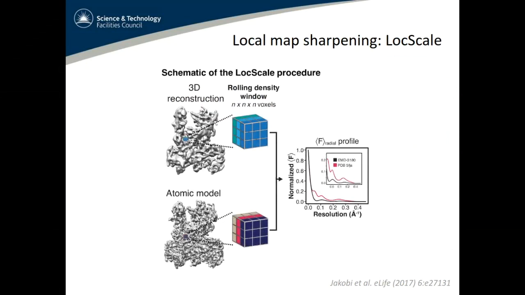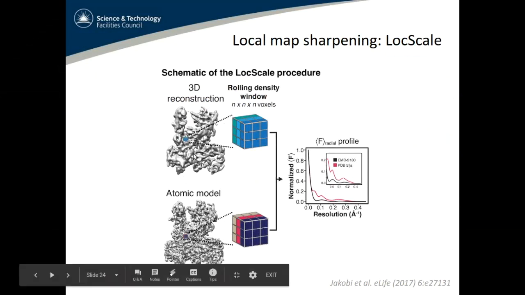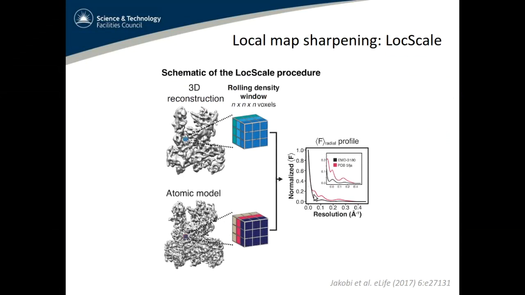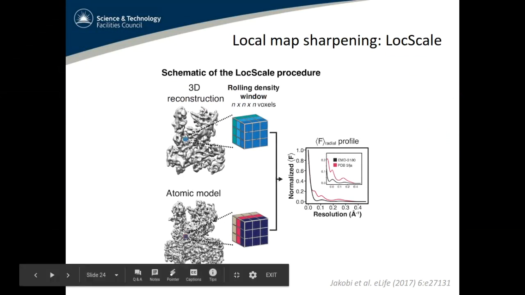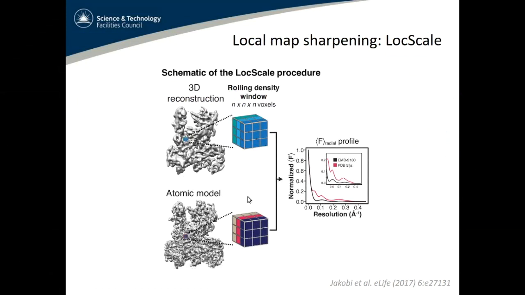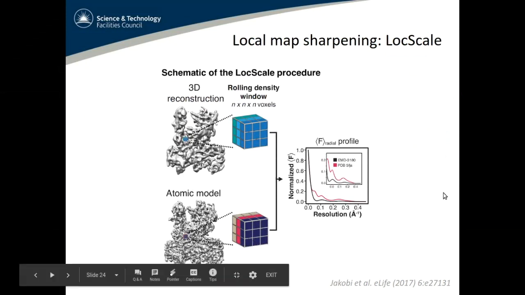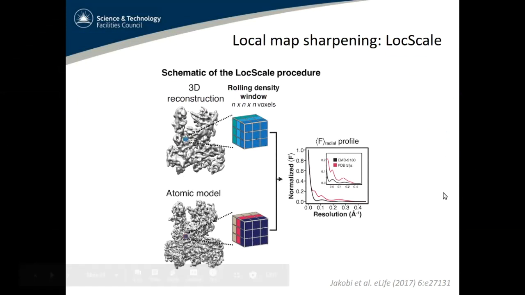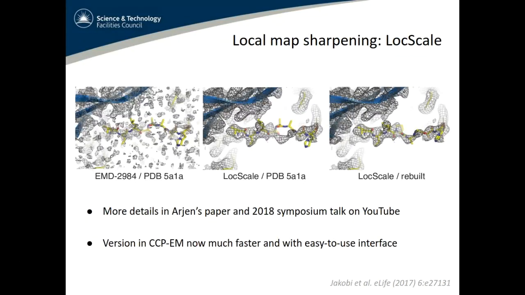Let me show you briefly how this works. You get a 3D reconstruction here, so that's your EM data, and you generate a density map from your atomic model. You compare the two in a rolling window, and the program looks at the fall off of the structure factors in reciprocal space in each window, and then it effectively edits the structure factors in that window in the map to match the ones in the model, and thereby it improves the amplitude so that hopefully you get a better local scaling in each window. You see the effect of that.